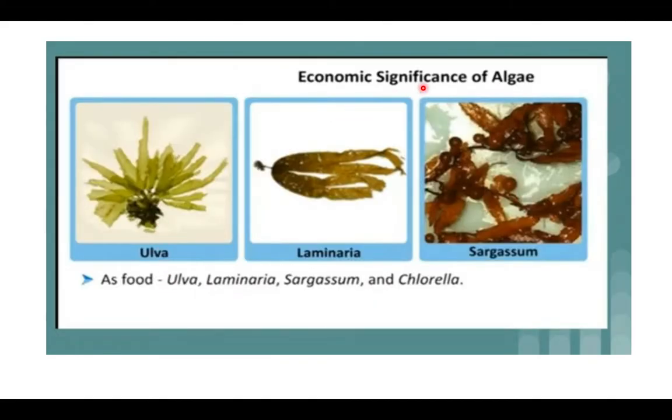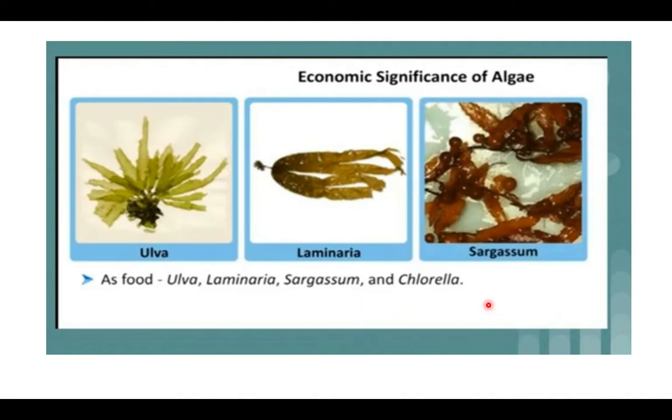See here, economic significance of algae. Algae useful in a form of food. So algae can be consumed as a food by people in Japan, England, and also in India. What? Ulva, then laminaria, sargassum. These are used in a form of food. Ulva, laminaria, sargassum, chlorella. Right?